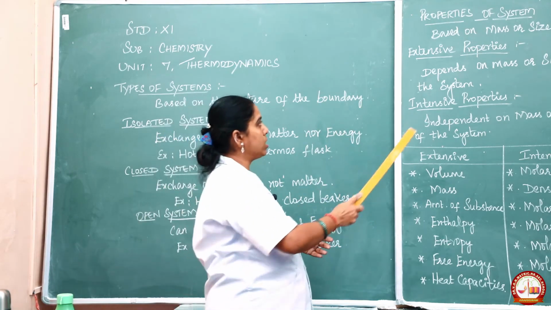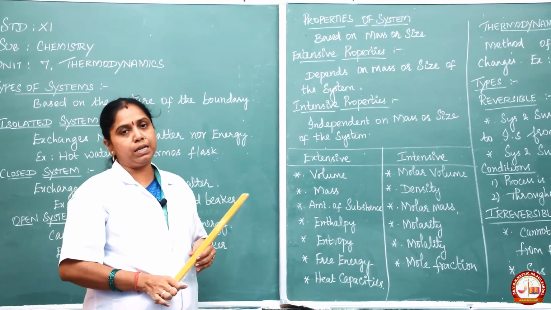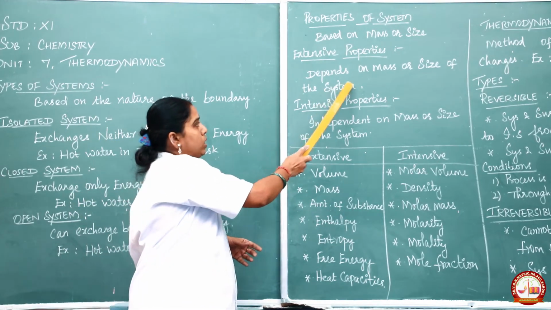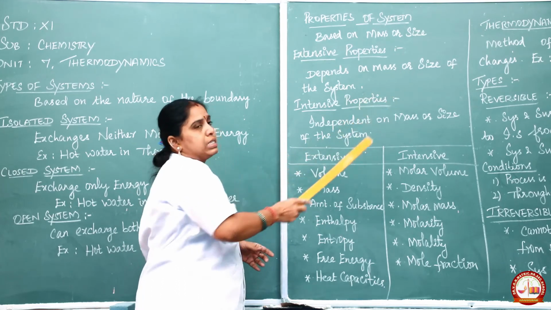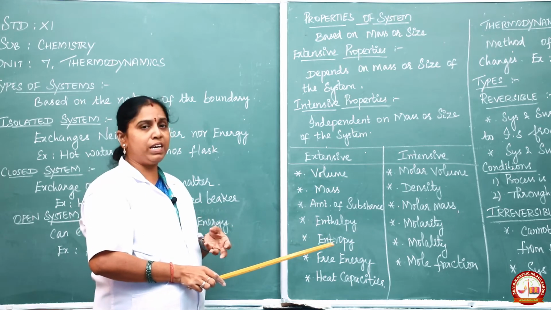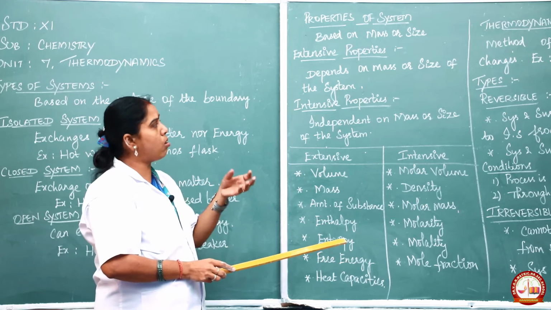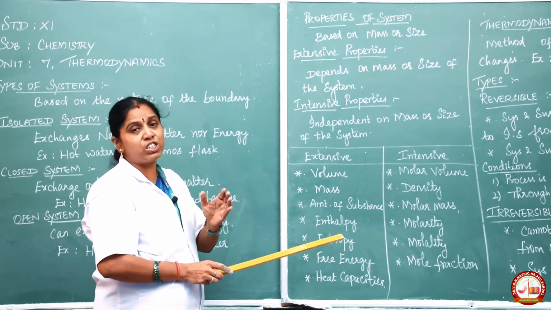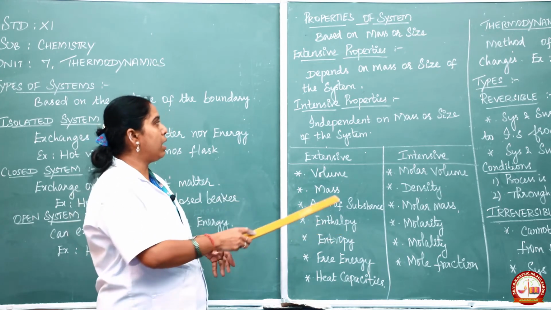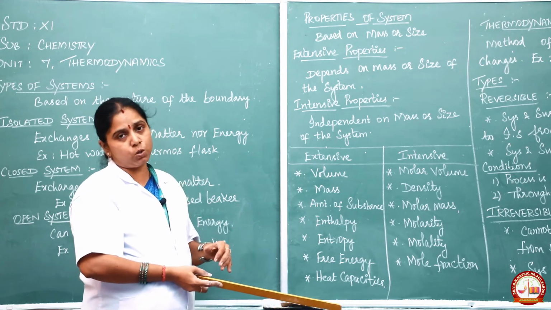First let us see what an extensive property is. Extensive properties are thermodynamic properties that depend on the mass as well as the size of the system. I told you already, instead of mass we can even say amount. So they are dependent on either the mass or size of the system in which they are present. That is about the extensive properties. And coming to the intensive properties, they are in contrast to the extensive properties.